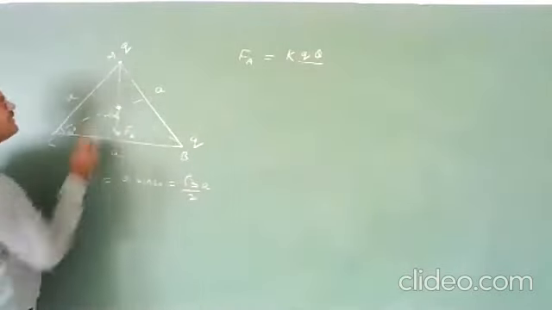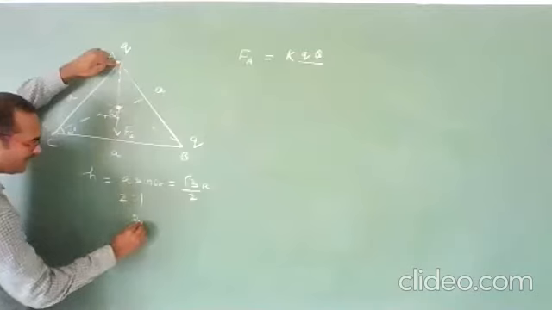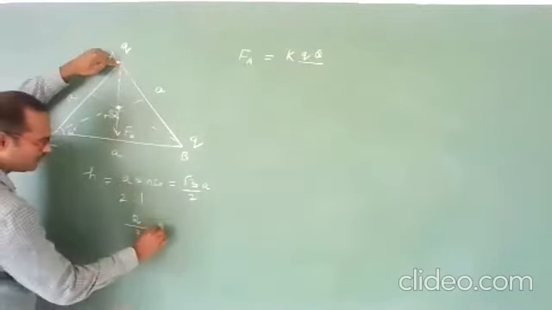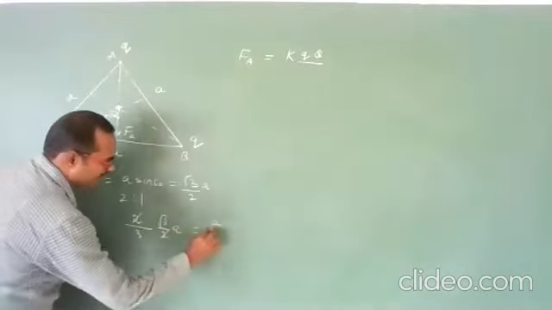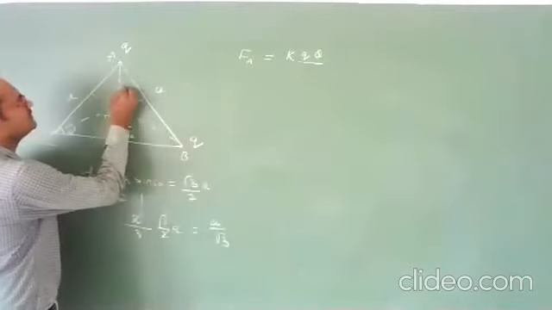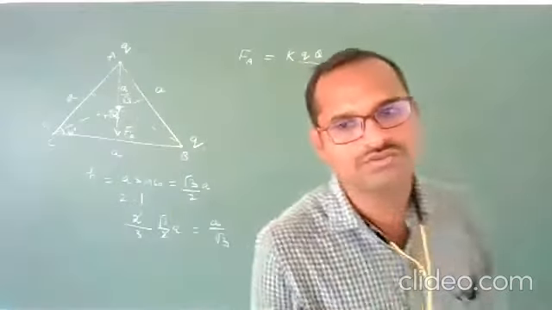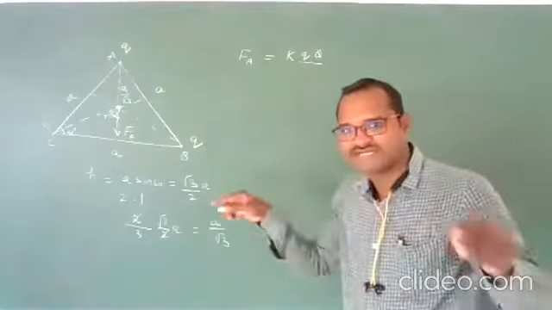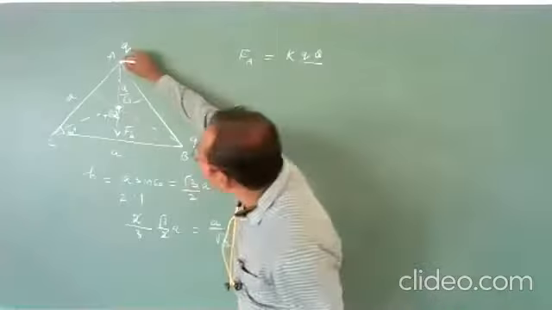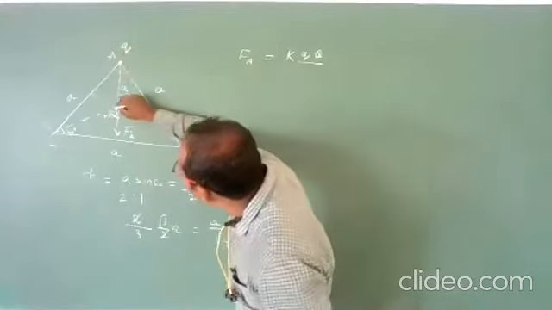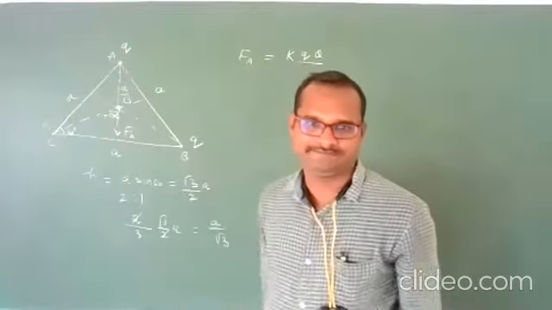Now, this centroid is dividing this altitude in the ratio of 2:1. Means we want second part, means second part divided by total part 3, into root 3 by 2 a. 2 cancel. You'll get a by root 3. So the distance is a by root 3. I hope you understand how you are calculating this value. If it is the equilateral triangle, the distance from its vertices to the centroid will be a by root 3 if a is the length of the side.